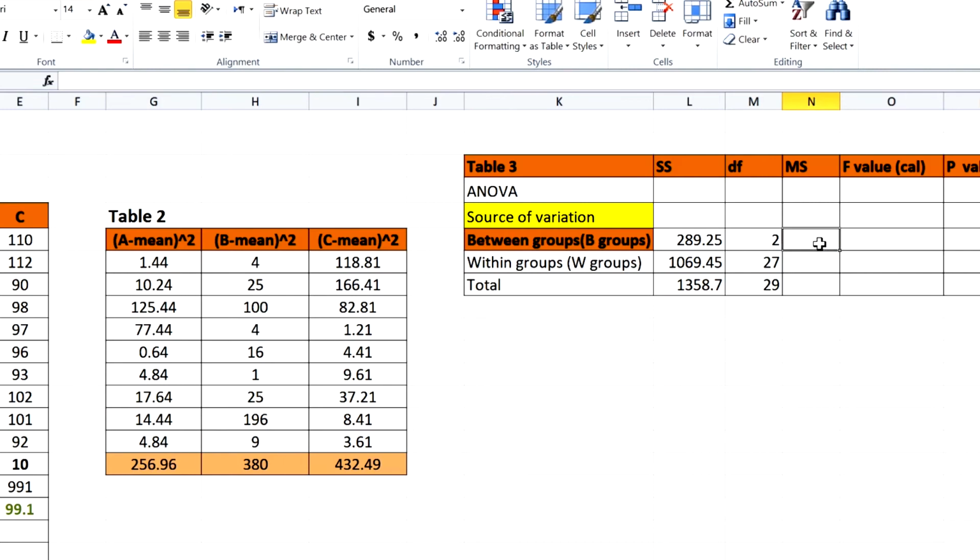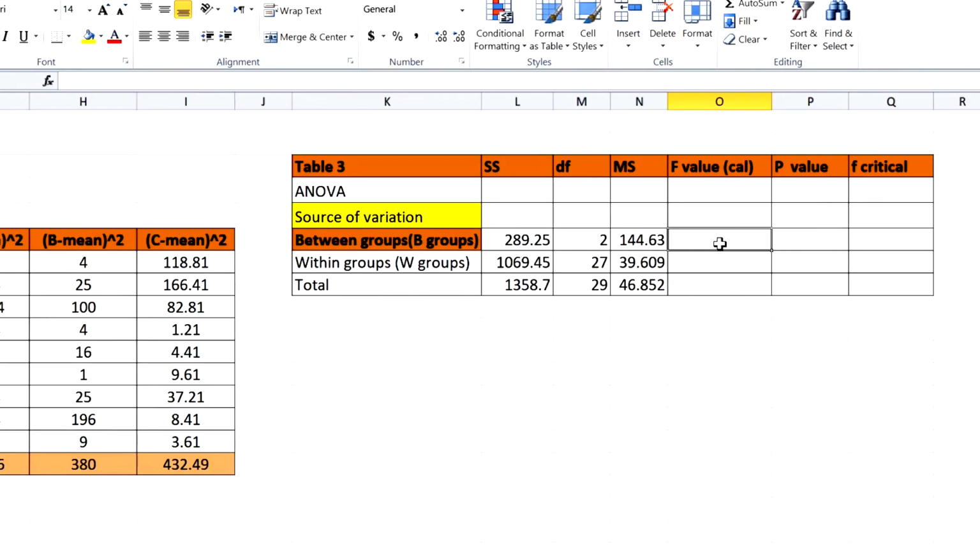Mean of squares, as I said in the lecture, equals the sum of squares divided by the degrees of freedom for each one. F statistical, F critical, and p-value are the most important results, and depending on these results we can decide if there is a significant difference or not.